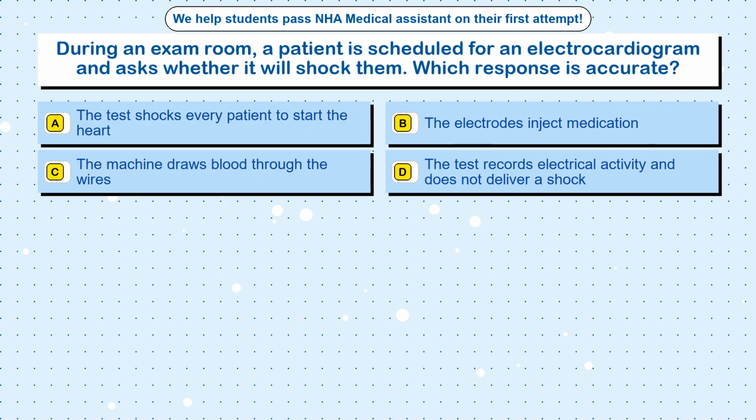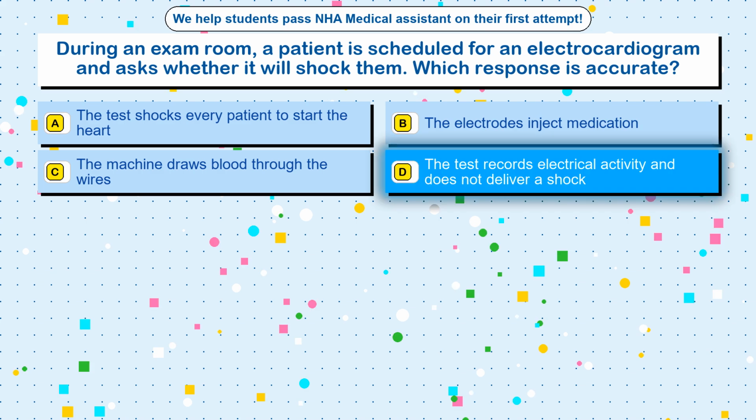Question 61. During an exam room visit, a patient is scheduled for an electrocardiogram and asks whether it will shock them. Which response is accurate? Option A, the test shocks every patient to start the heart. Option B, the electrodes inject medication. Option C, the machine draws blood through the wires. Option D, the test records electrical activity and does not deliver a shock.